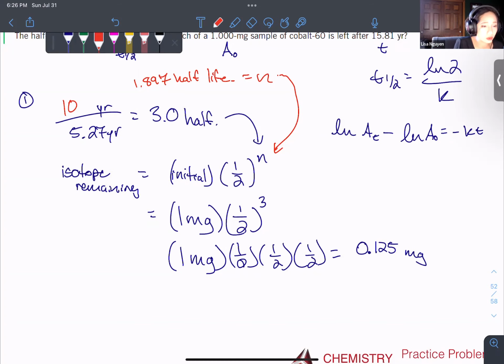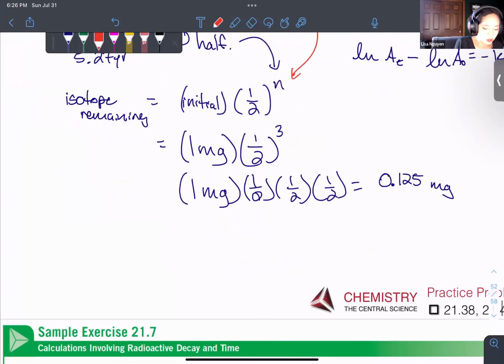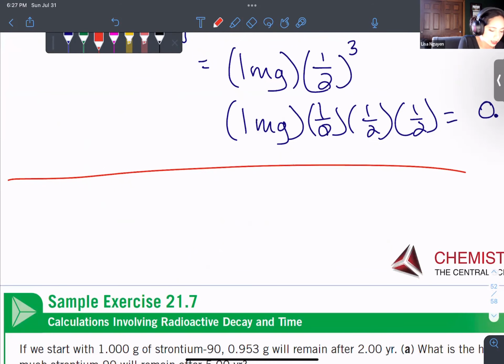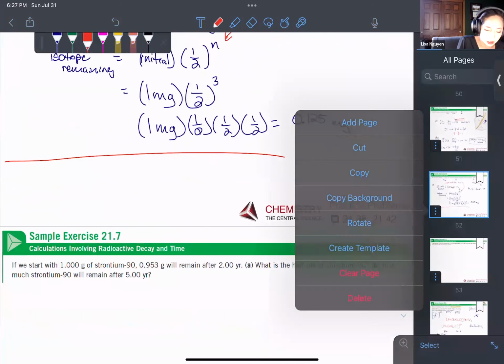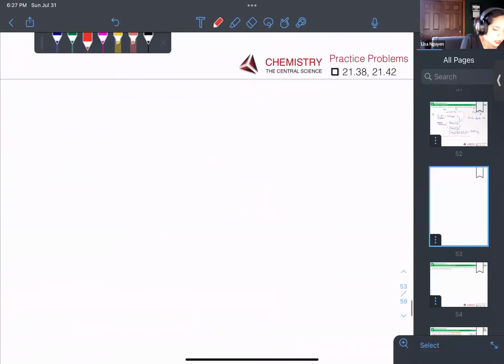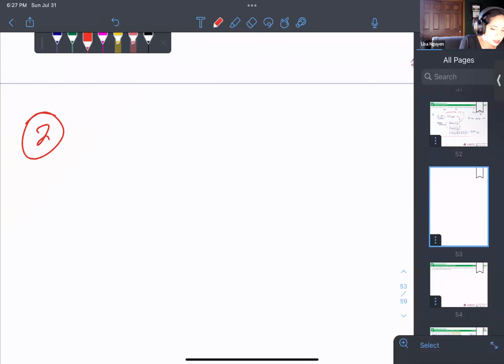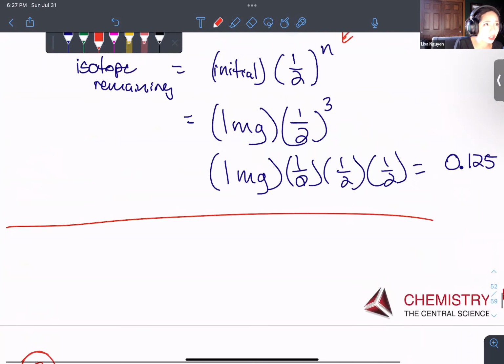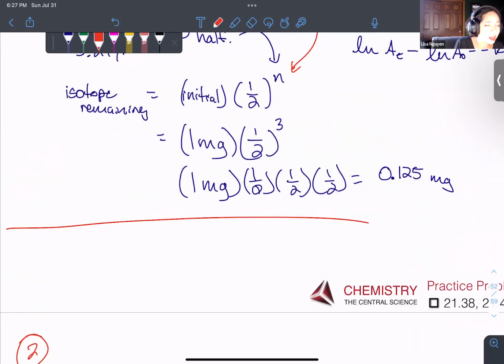The other way to do this problem would be to use the integrated rate law instead, where we need to convert our half-life that's given. I'm going to add a page, because I write too big. The integrated rate law will always work. The way I showed before is kind of like my cheater way to do it when given a half-life and an amount of time that has elapsed.